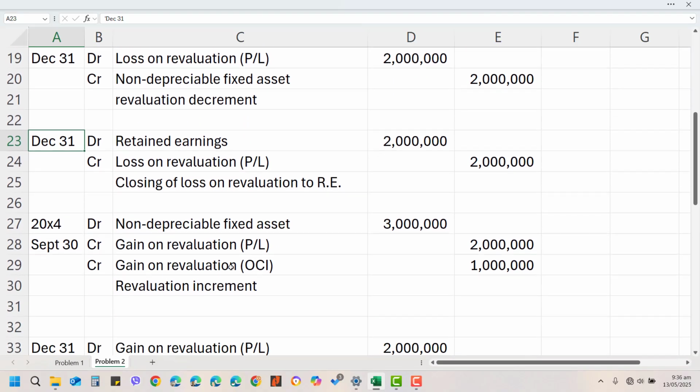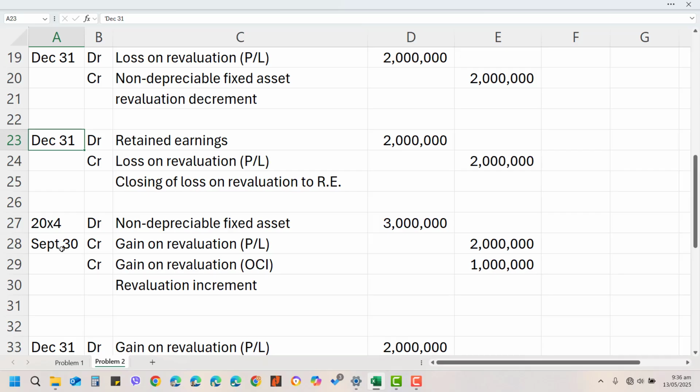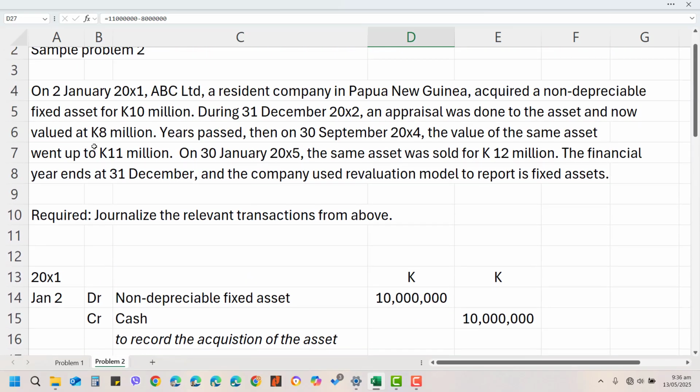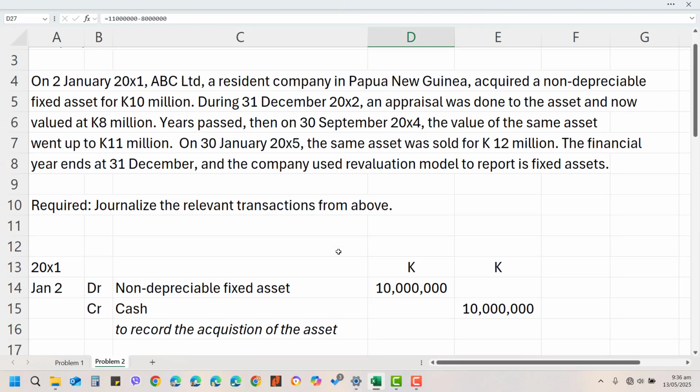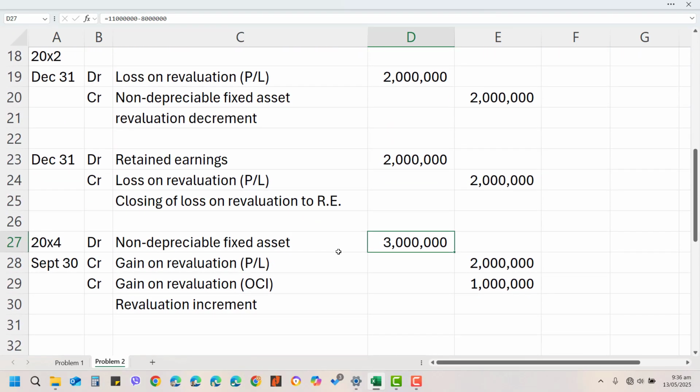All right, the next, there was a revaluation made 30th September 20x4. So this 3 million, we got it from 11 million here, which is the new or revised valuation of the asset, 11 million, less 8 million, the previous one that you recognized. From 10 million, you deducted 2 million here. So 8 million. 11 million less 8 million kina, you have 3 million here.